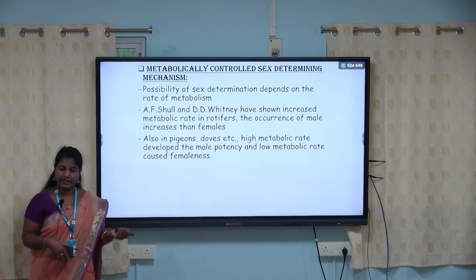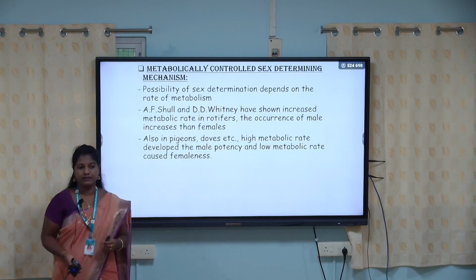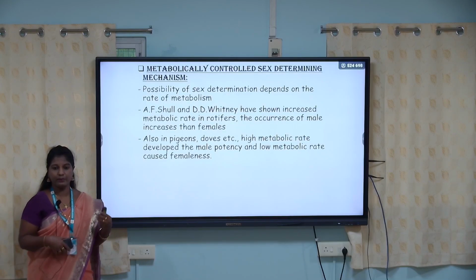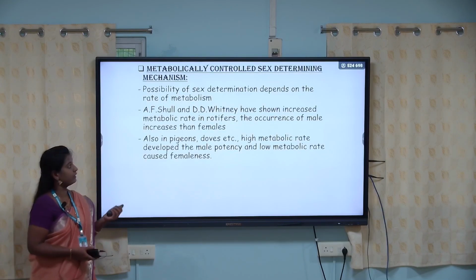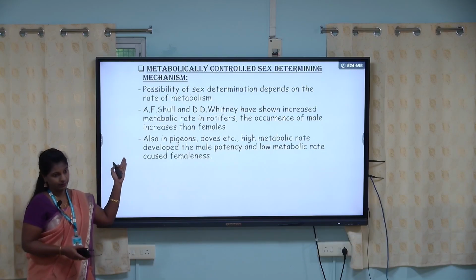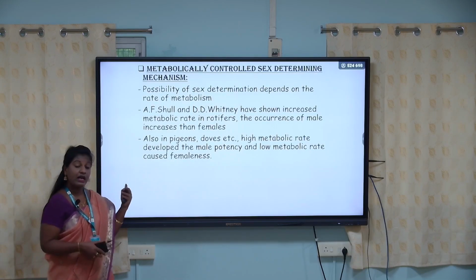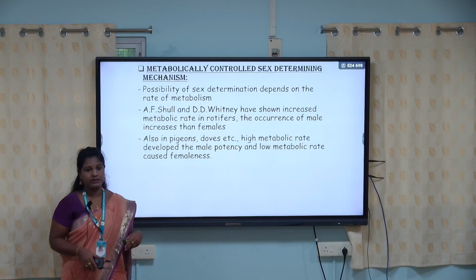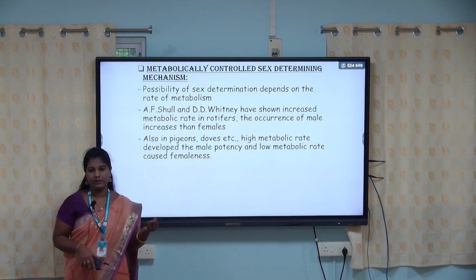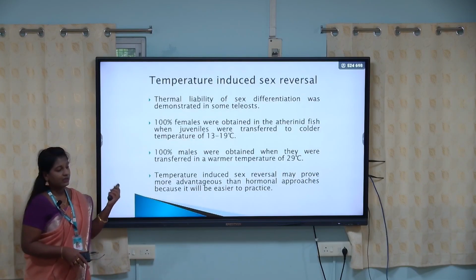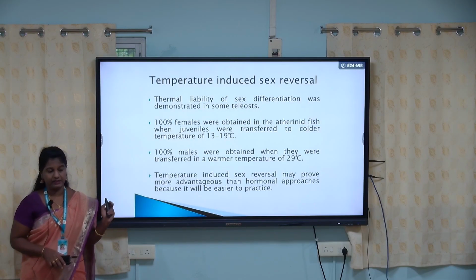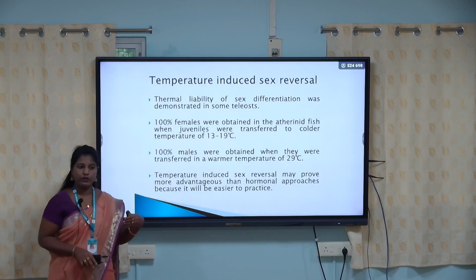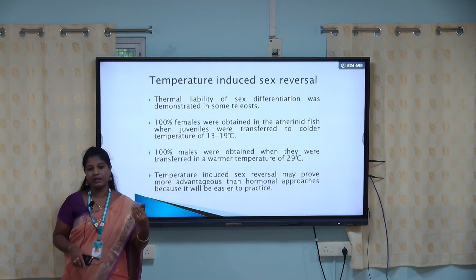Other metabolic reactions also play a role in sex determination. Metabolic activities like body condition play a major role, as determined in pigeons, doves, etc. A high metabolic rate produces male potency, the development of a male bird, and a low metabolic rate determines female potency. Another main example is temperature determining sex. During high temperature it produces individuals of a certain sex, and during low temperature it leads to the development of the other sex.